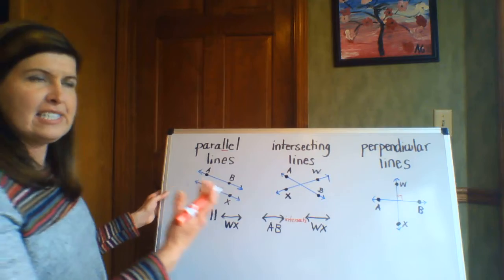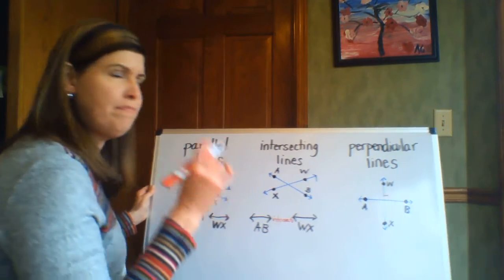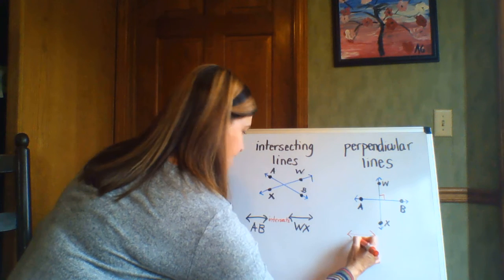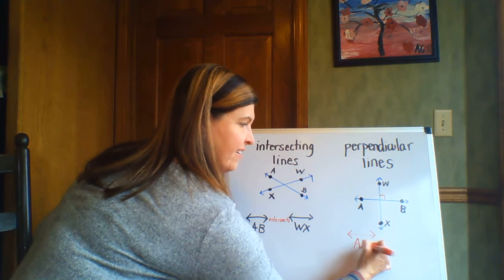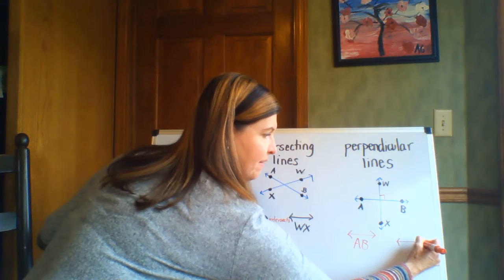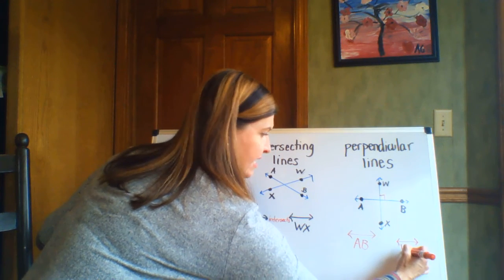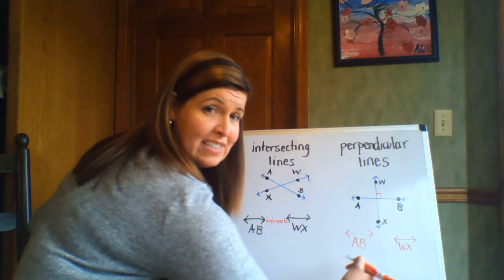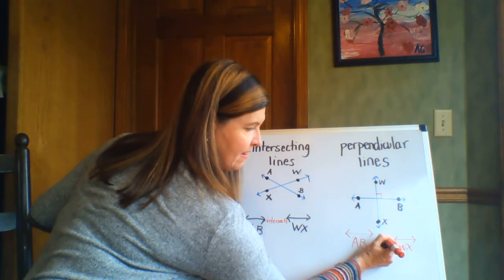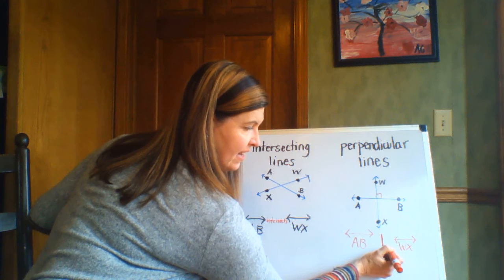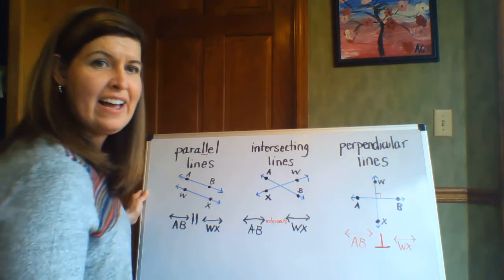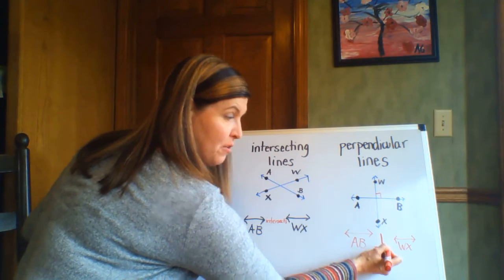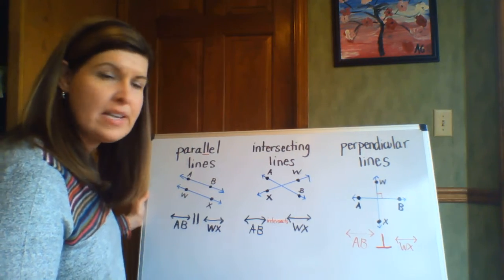If you were going to write the symbol for perpendicular lines, I would do the same thing. I would say line AB, and then on this side, I would put line WX. And the symbol for perpendicular is a line straight down and a line across the bottom that actually forms that 90-degree angle.